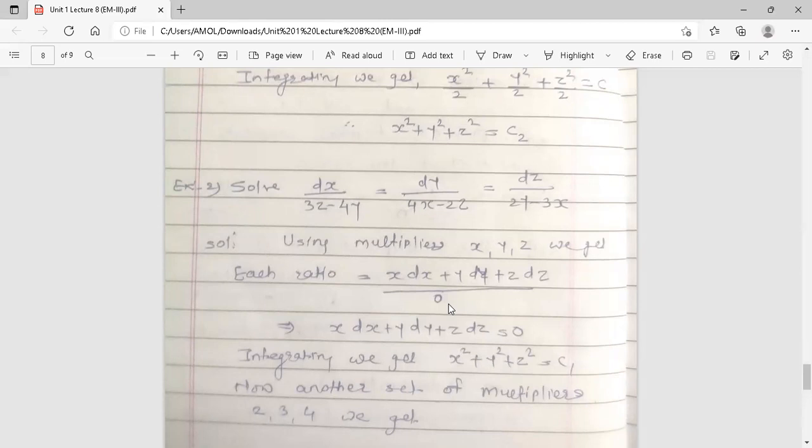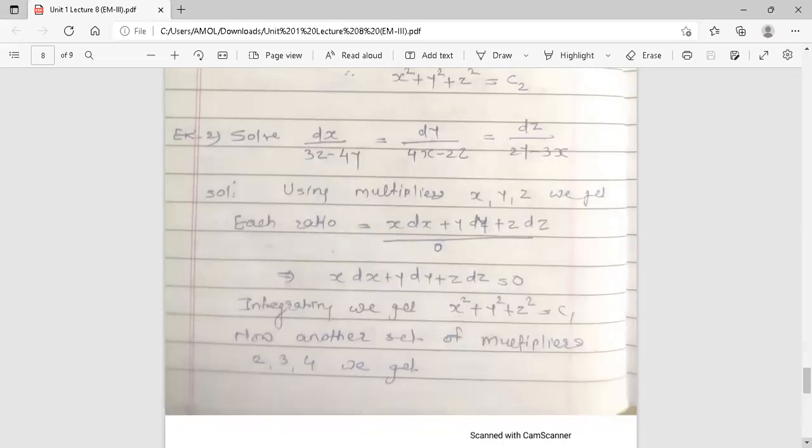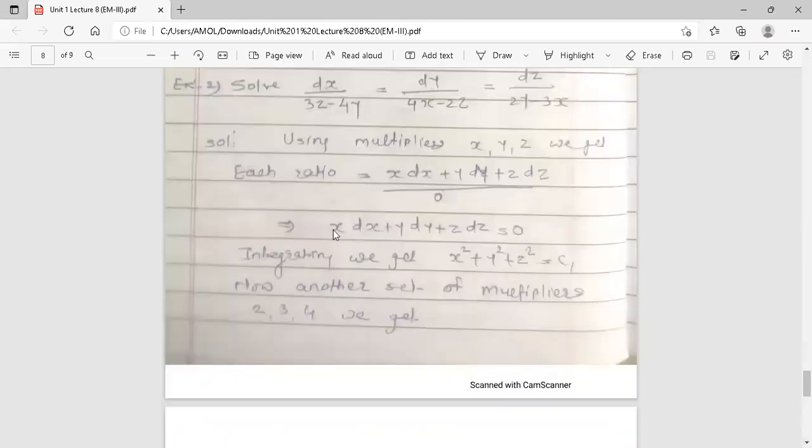So you multiply the numerator terms also by the multipliers x, y, z respectively, so that we will get the term x dx plus y dy plus z dz. Now the denominator is 0, so obviously the numerator term is also 0. x dx plus y dy plus z dz is equal to 0. Now variables are separated, so integrating we get x square by 2, the integration of x. Middle term, integration of y is y square by 2. Third term z dz, integration of z is z square by 2.